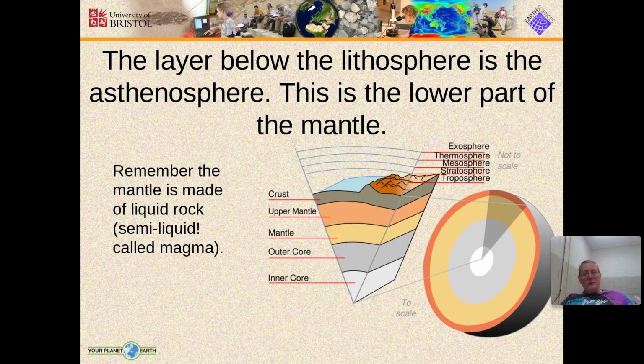The layer below the lithosphere is the asthenosphere. Do not confuse it with the atmosphere. The atmosphere is what you are breathing. You don't want to breathe semi-liquid rock, right? That would be very bad. So the asthenosphere is made up of mantle, which is a liquid rock. It's semi-liquid because rock is very slow. You're not going to pour it quickly out like water.